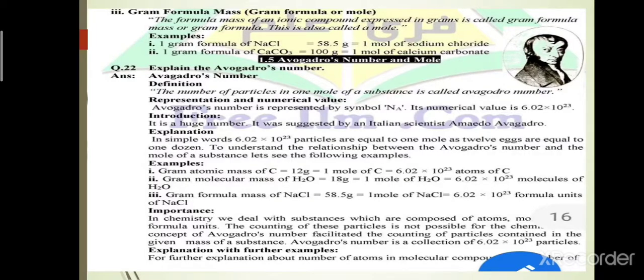Next, introduction. It is a huge number. It was suggested by an Italian scientist, Amedeo Avogadro. In simple words, 6.02 × 10^23 particles are equal to 1 mole, as 12 eggs are equal to 1 dozen. For example, 1 dozen is equal to 12 eggs, so 1 mole is equal to 6.02 × 10^23 particles. I think it will be clear now. Mole is a huge amount, a big quantity.